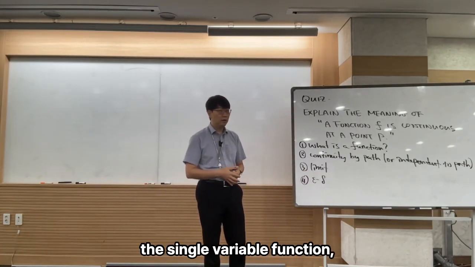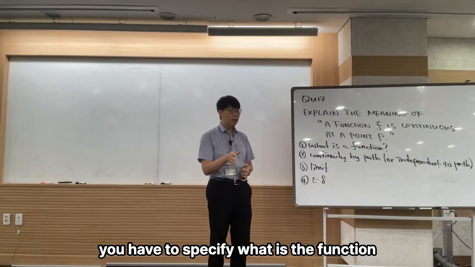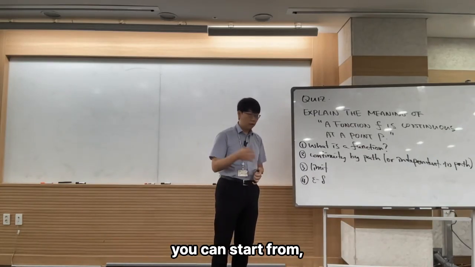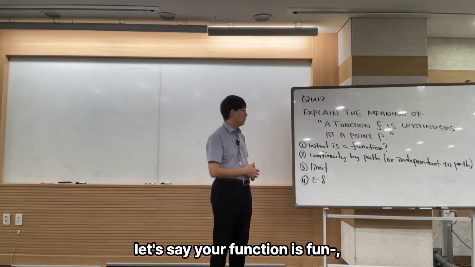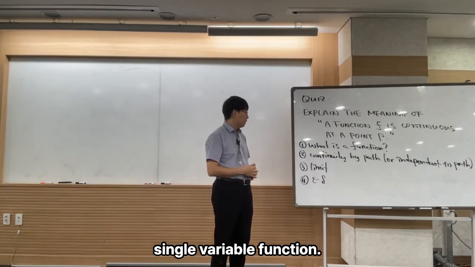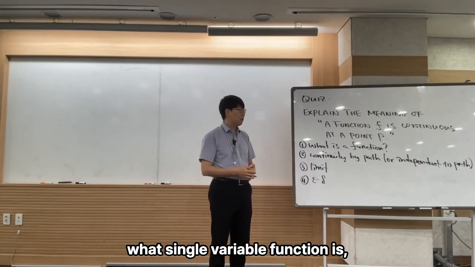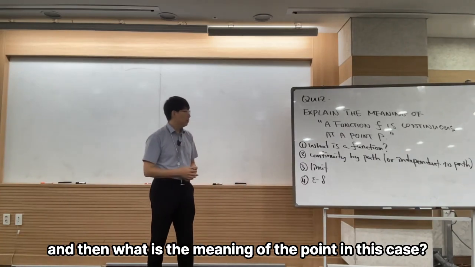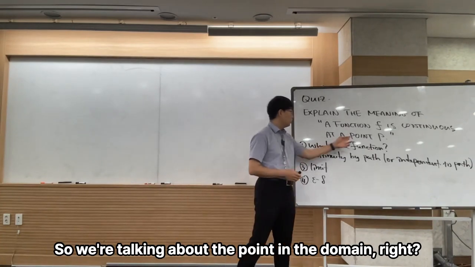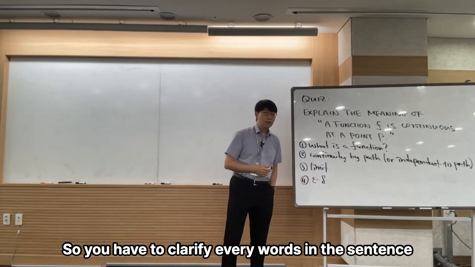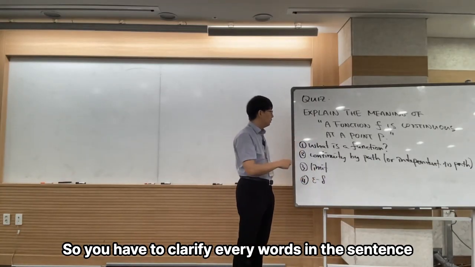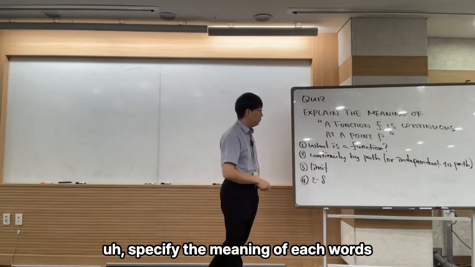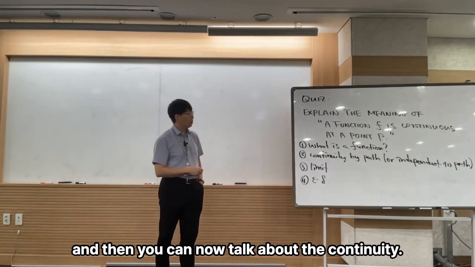If you're thinking about the single variable function, you have to specify what is the function you're thinking of. So let's say your function is a single variable function. Then you'd have to define what a single variable function is, but at least you have to mention it. And then what is the meaning of the point in this case? We're talking about the point in the domain, right? You have to clarify every word in the sentence, at least specify the meaning of each word, and then you can talk about the continuity.